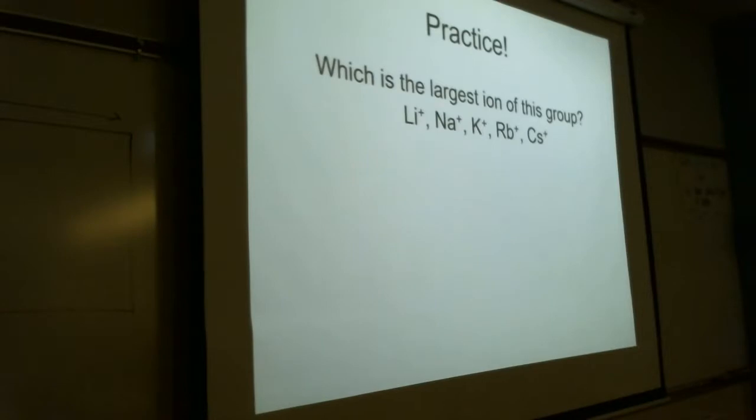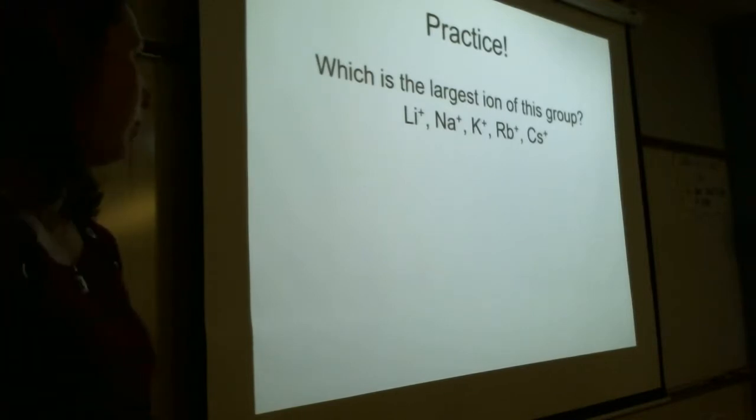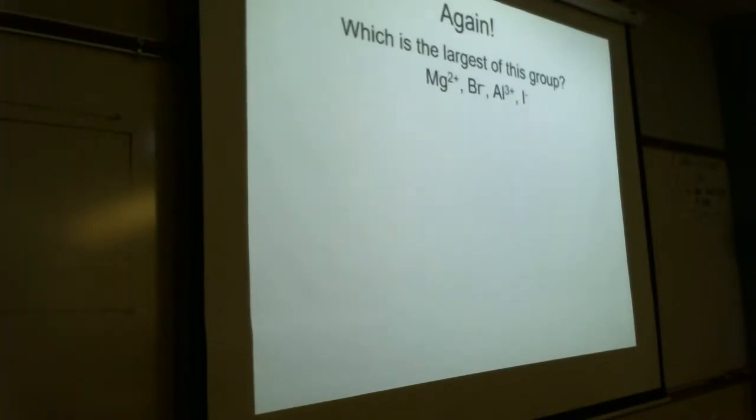So of this group of ions, which ion is the biggest? They're all +1 cations. So which one is going to be the biggest +1 cation? What's the answer? Cesium, right? Which is the largest of this group.